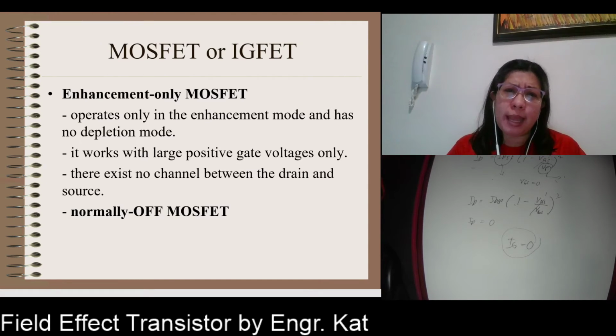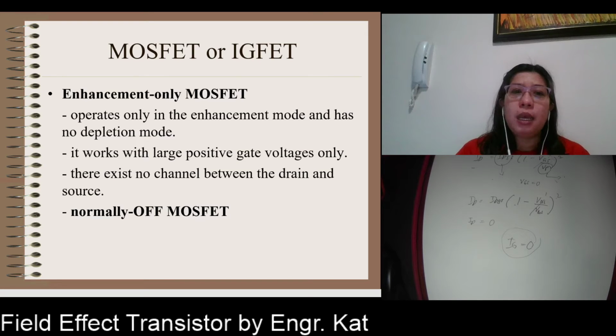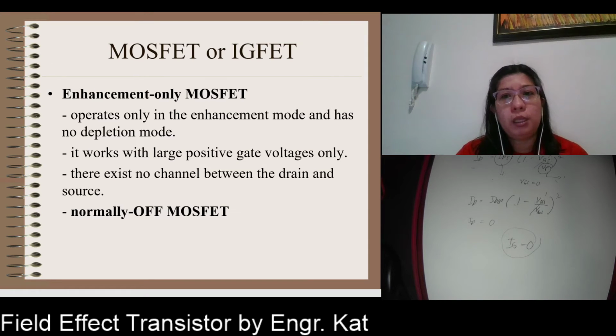So what do we mean by enhancement only? So this is also called the normally off MOSFET. So this operates only in the enhancement mode. So that means it must be forward biased only and has no depletion mode. So depletion mode or the reverse bias mode is not permitted. So it works not only on positive gate voltages, but on large positive gate voltages only. Okay, why? Because in e-MOSFETs, there exists no channel between the drain and the source.